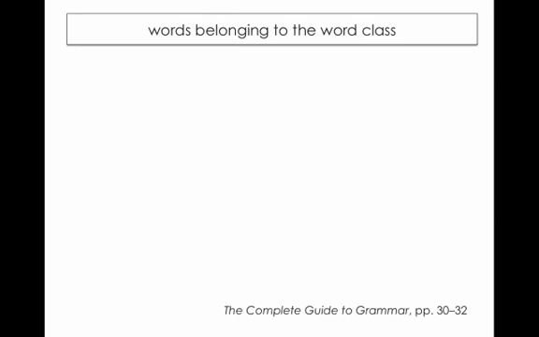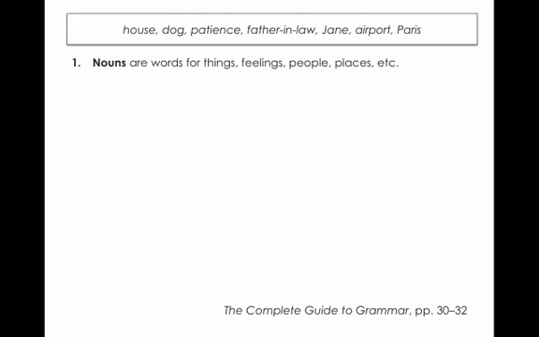At the top of the screen, I'll put the words that are used in the grammar book. The grammar book gives a list of example words for each grammar description. So for nouns, it gives the words house, dog, patience, father-in-law, Jane, airport, and Paris. Now these are all nouns, and the book says that nouns are words for things, feelings, people, places, etc.